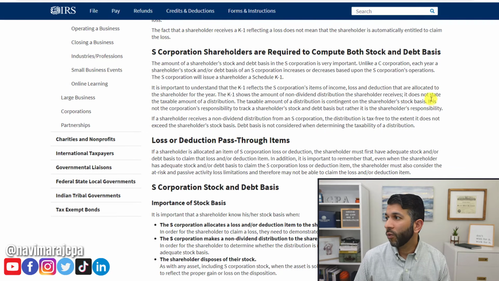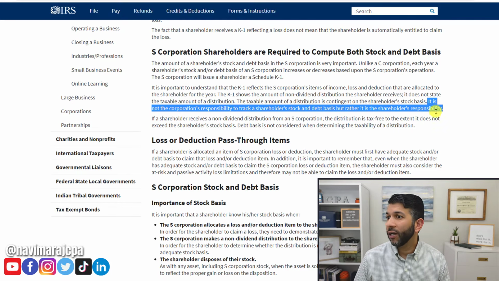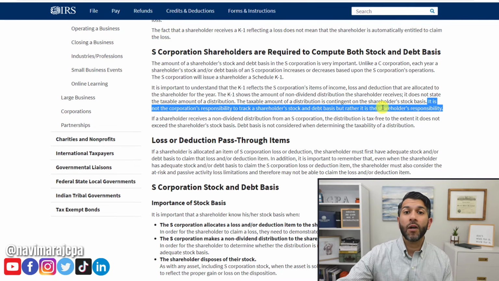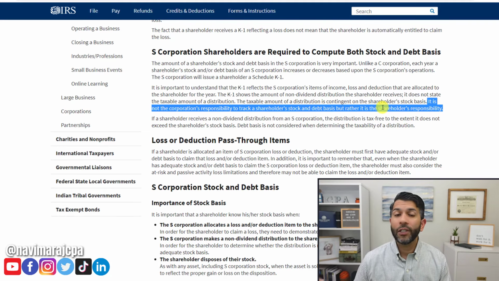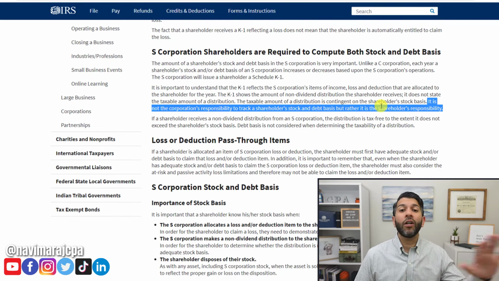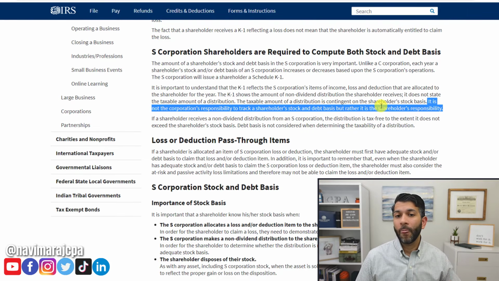One of the important things I want to highlight here is it says, the IRS, it is not the corporation's responsibility to track a shareholder's stock and debt basis, but rather it is the shareholder's responsibility. It's your responsibility as the business owner to be tracking this. And I'll tell you what, a lot of times your tax preparer is not tracking this. For years, tax preparers didn't really have to fill out any forms to track this. But the IRS has said, not so fast.